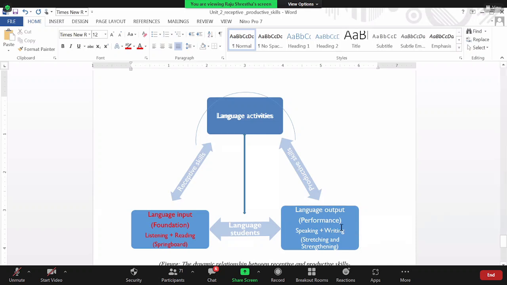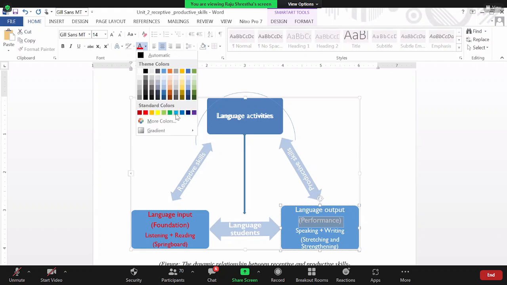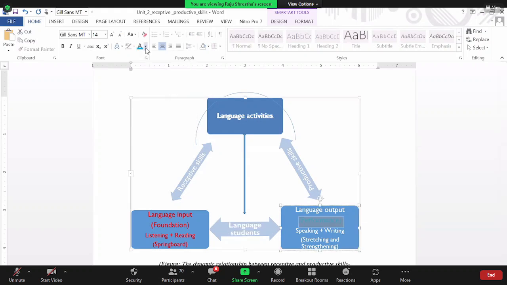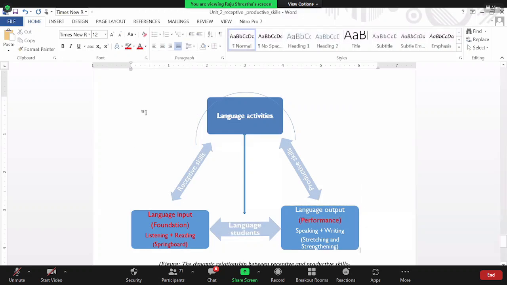So this is what the professor means. So listening and reading, we understand, is creating the foundation.